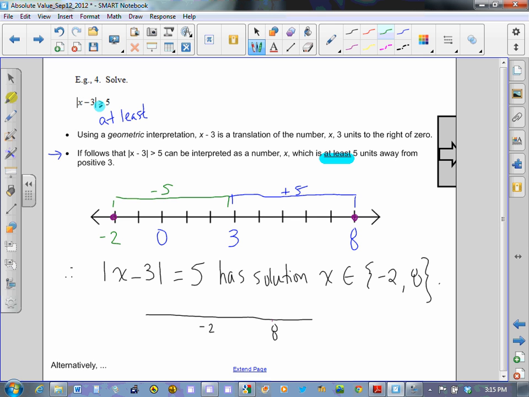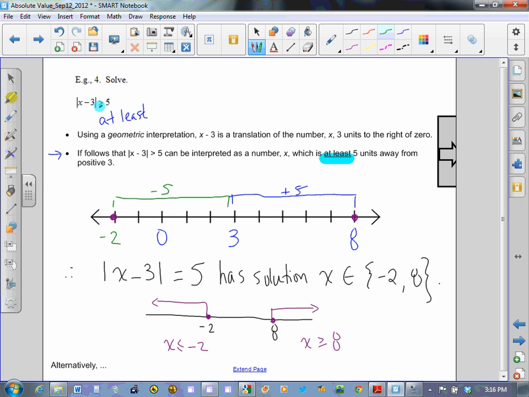Two of the solutions are 8 or negative 2. Now, because of the inequality, or the greater than symbol, we're going to have an infinite number of solutions. In fact, if it's at least 5 units away from positive 3, then we could expect that the solutions are going to be, in this case, x is greater than or equal to 8, and over here, x is going to be less than or equal to minus 2.